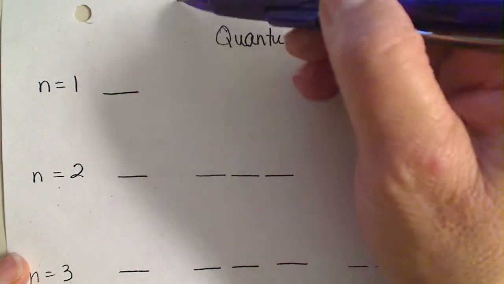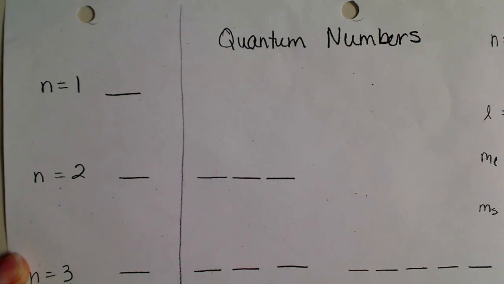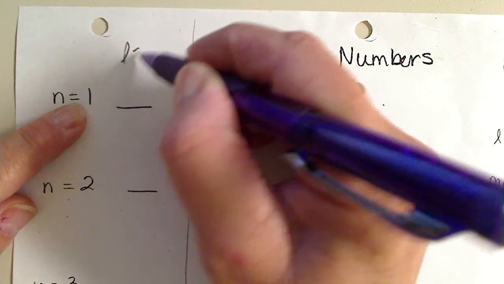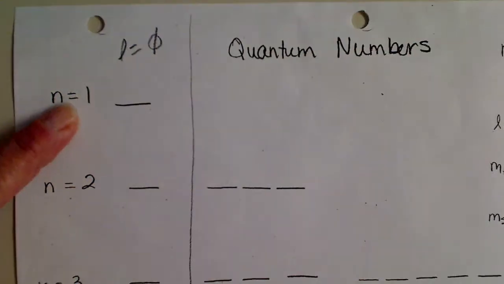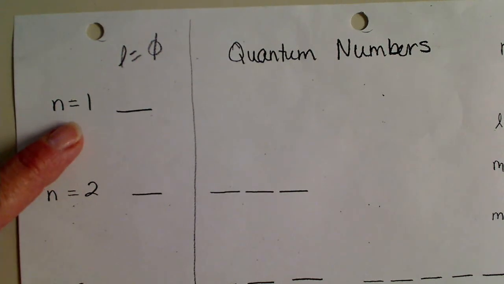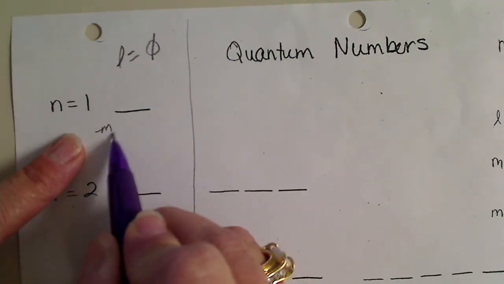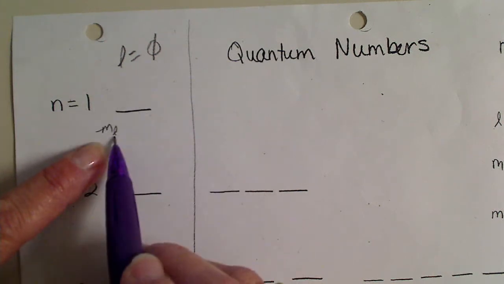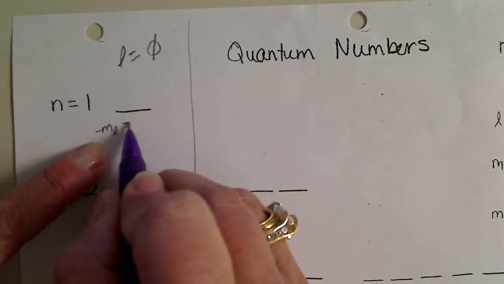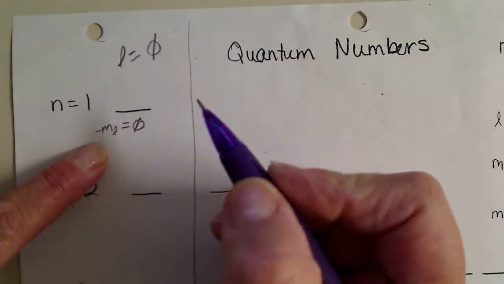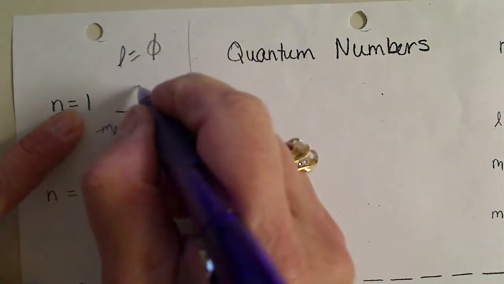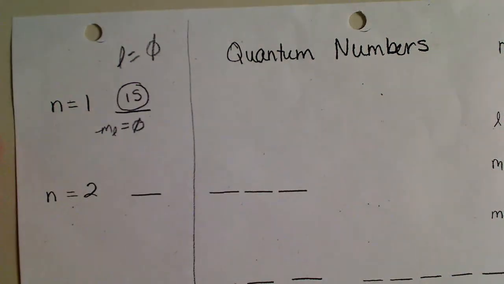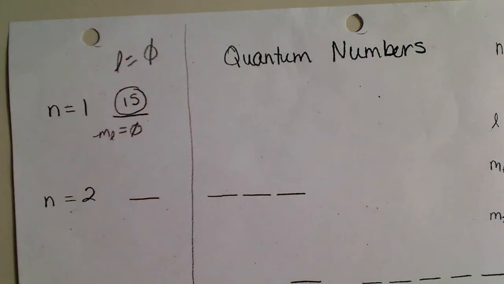If I think of the columns as the l values, so when n equals 1, l is equal to 0. So we always start with 0. And then m sub l, I'm going to put across the bottom here. m sub l goes from -l to +l. So when l equals 0, m sub l also has to equal 0. So when we're on the first level of the periodic table, a 1s orbital could be described by these three quantum numbers.